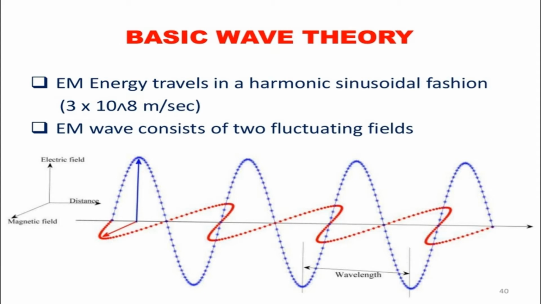So first we have to understand the basic wave theory. Electromagnetic energy travels in a harmonic sinusoidal fashion. So there are two fluctuating fields, as shown in the figure. One axis shows the distance, another is the electric field, and another is the magnetic field. The red line shows the magnetic field and the blue line shows the electric field. They are perpendicular to each other, and their wavelengths may also be different.